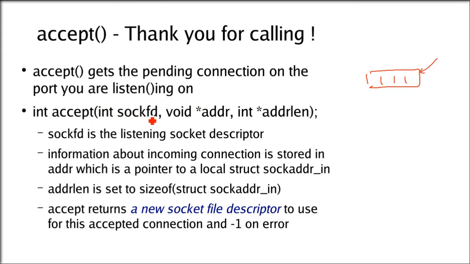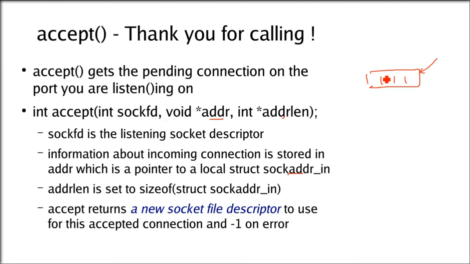So this accept does what? It has sockfd and what? ADDR, and then ADDR length. This sockfd is the socket descriptor. Now, information about the incoming connection is stored where? It is stored in ADDR, which is a pointer to what? It is a pointer to the local structure which we made. You remember? And ADDR length is just the size.